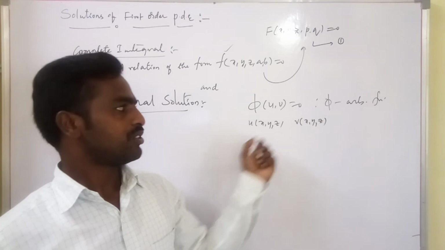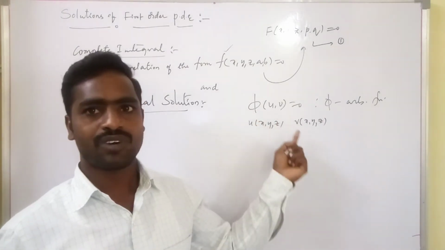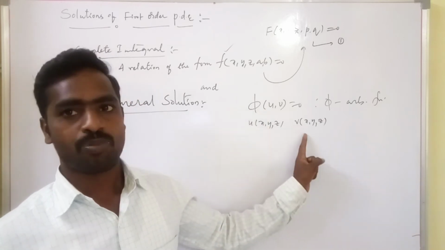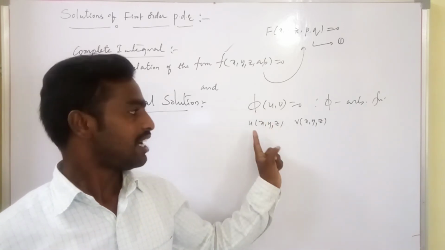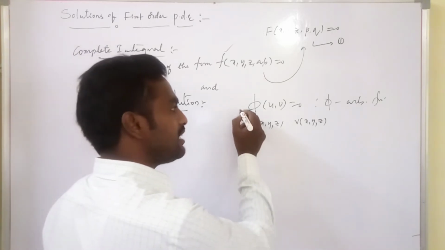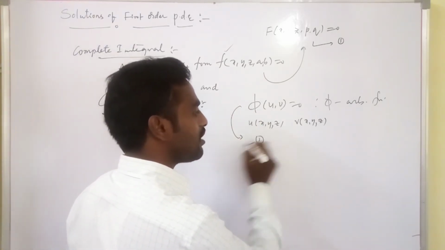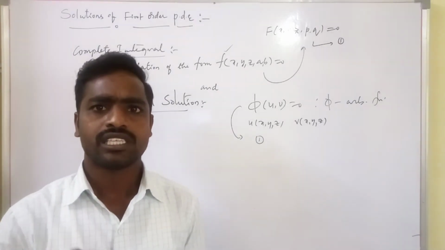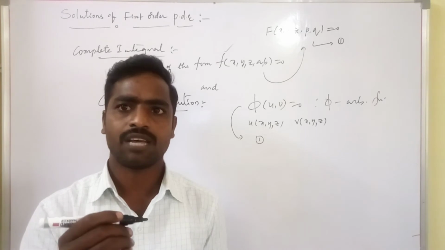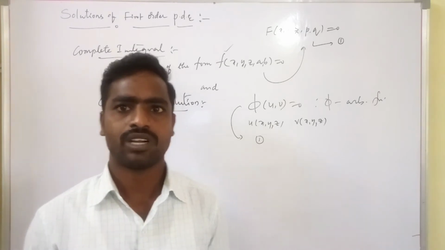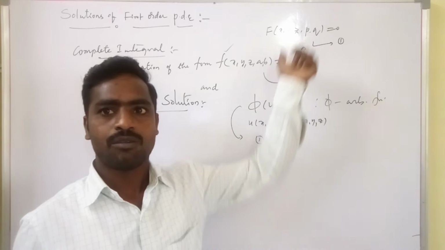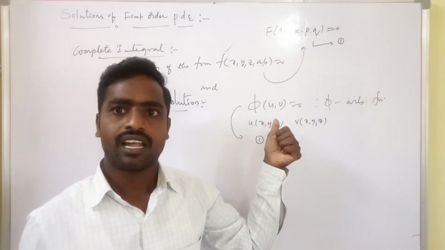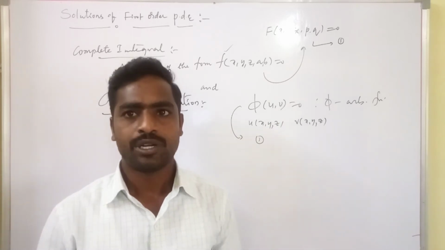Phi(u, v) = 0, where u and v are functions of x, y, z, and phi is an arbitrary function of u and v. If this relation satisfies equation 1, then we call it the general solution or general integral of the given partial differential equation. Next one is the particular integral.